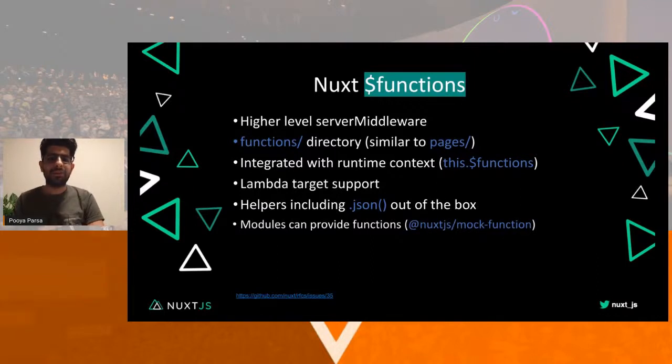Another cool feature is that modules can provide functions. For example, it's usually in the first stage of developing a website that you need some JSON files for mocking an API. Because we have an abstraction layer called functions meta, which we'll talk about later, this allows mocking or providing functions with modules. It's going to be another modular feature of Nuxt.